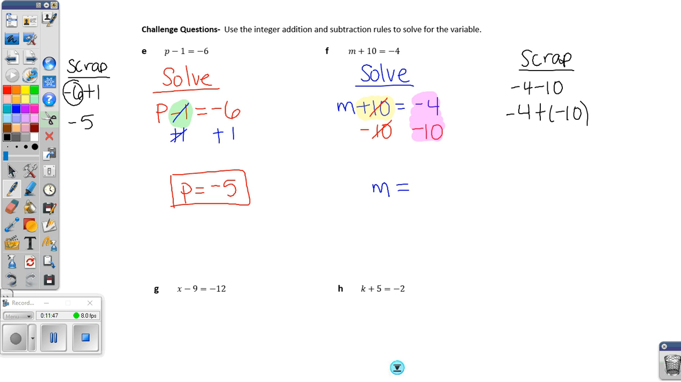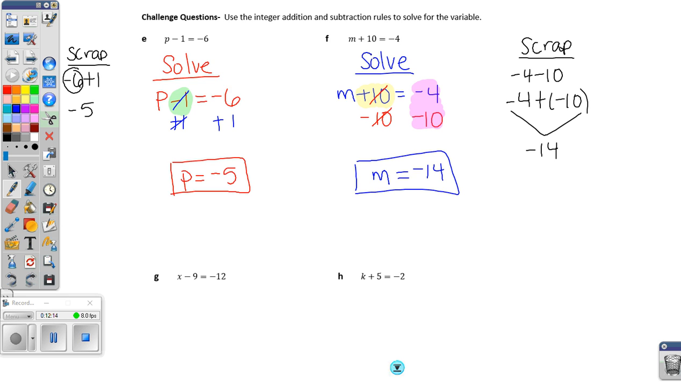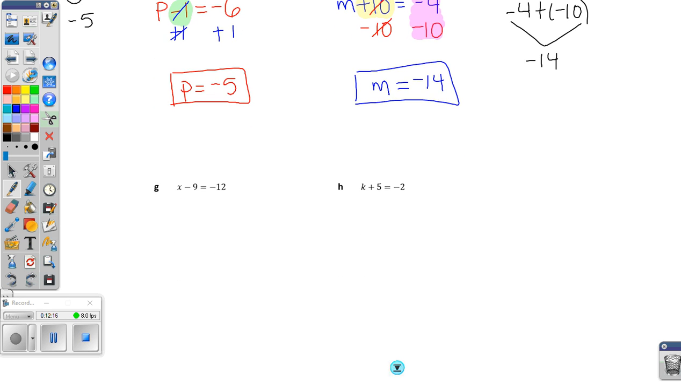Now this is easier for us to calculate. Negative 4 plus negative 10 is negative 14. So that's my final answer. So m is equal to negative 14. So in our heads, anytime we have a subtraction problem, particularly dealing with negative numbers, we want to convert that to an addition problem. Okay, so our final answer is m equals negative 14. So now let's move on. I just have 2 more problems.